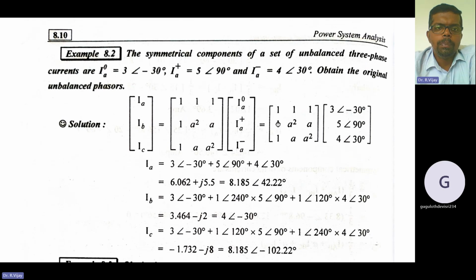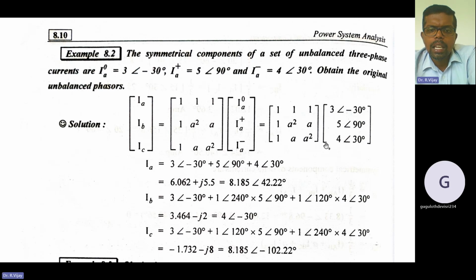Take down this problem. The symmetrical components of a set of unbalanced three-phase currents are: IA naught is equal to 3 at the angle of minus 30 degree, IA plus is equal to 5 at the angle of 90 degree, and IA minus is equal to 4 at the angle of 30 degree. Obtain the original unbalanced phases.